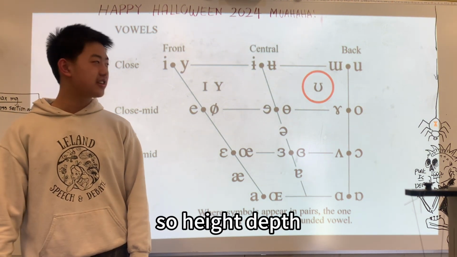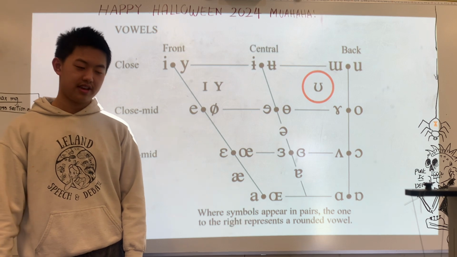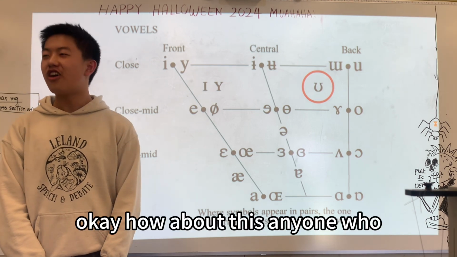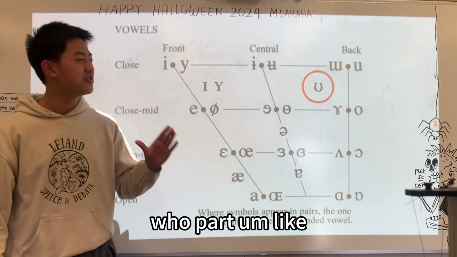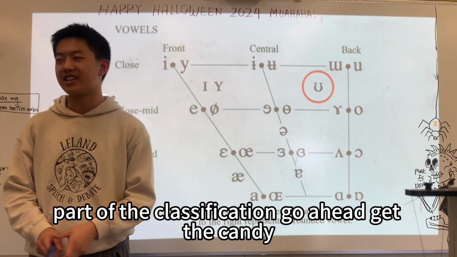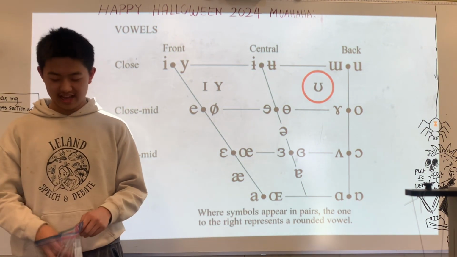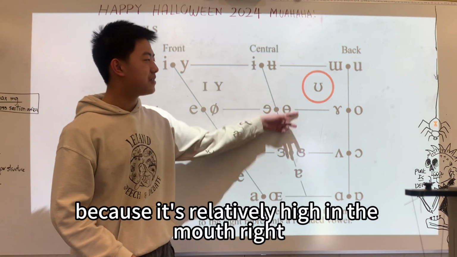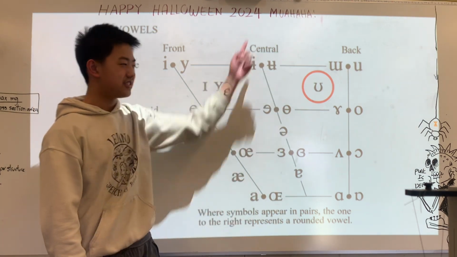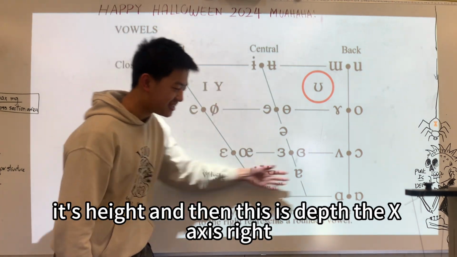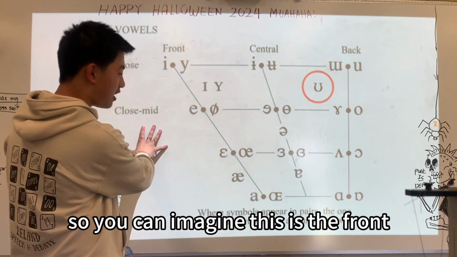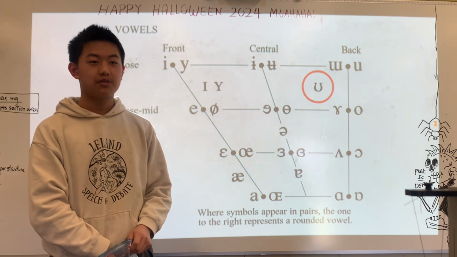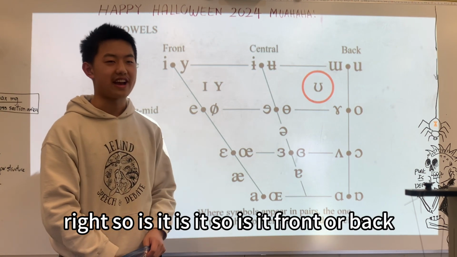So it's going to be height, depth, and then we have rounding and tenseness. What's the height here? Okay, how about this? Anyone who gives one part of the classification gets a candy. It is high, right? Okay, here you go. Why is it high? Because it's relatively high in the mouth. So up to down, the y-axis, is height, and this is depth, the x-axis. You can imagine this is the front of your mouth, and this is the back of your mouth. So is it front or back?